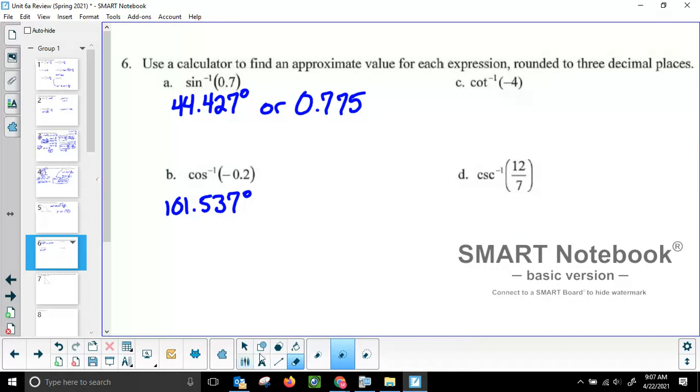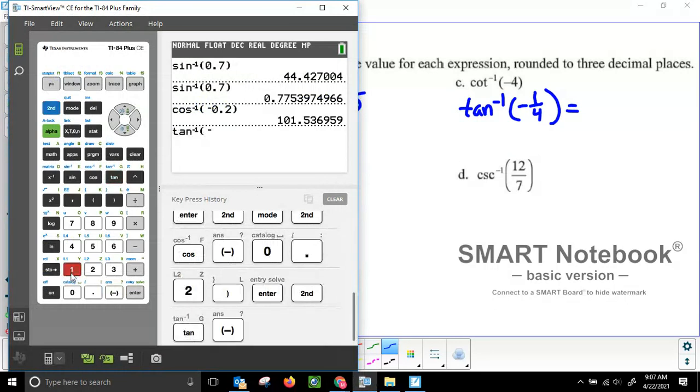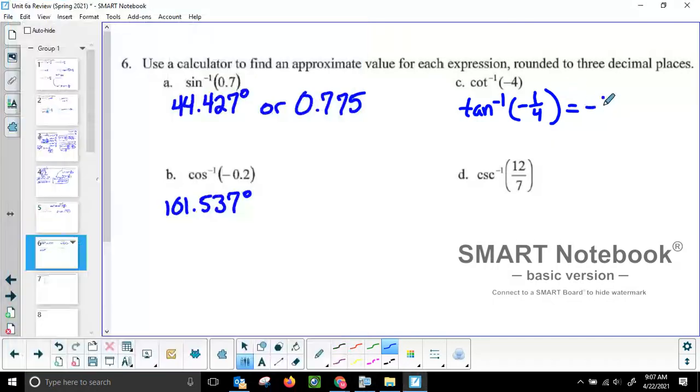But what I would want you to show is, okay, I know that I can take the reciprocal inverse function and I can take the reciprocal of the argument. That's what I want you to show, because that's what we're going to be plugging into the calculator. So negative 14.036 degrees.